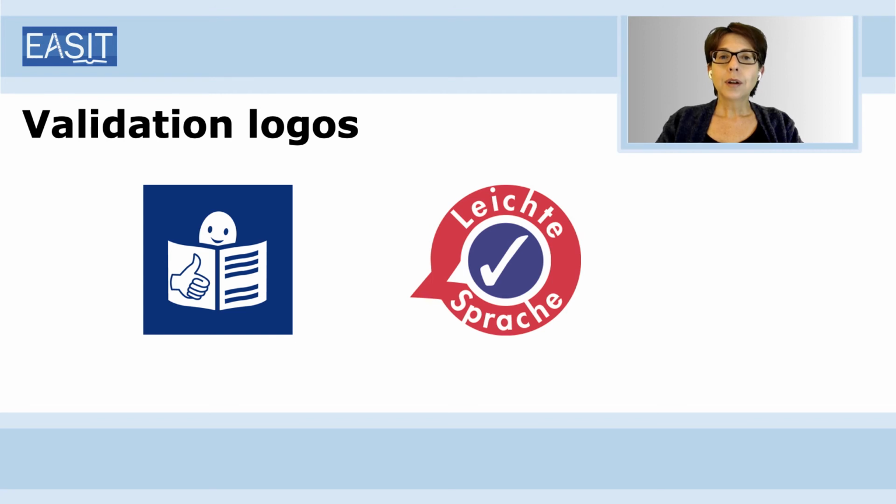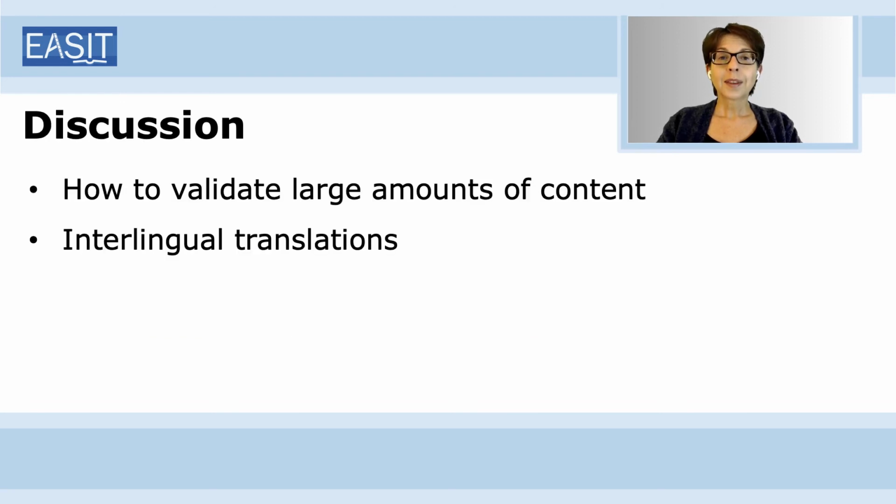The use of these logos is restricted to texts that have been validated by end users, meaning according to the scheme that we have discussed in this video lecture. The use of a quality logo also means that a validated text cannot be changed afterwards without undergoing end user validation anew. To recap, we can say that validation in easy-to-understand contexts is a well-defined process.